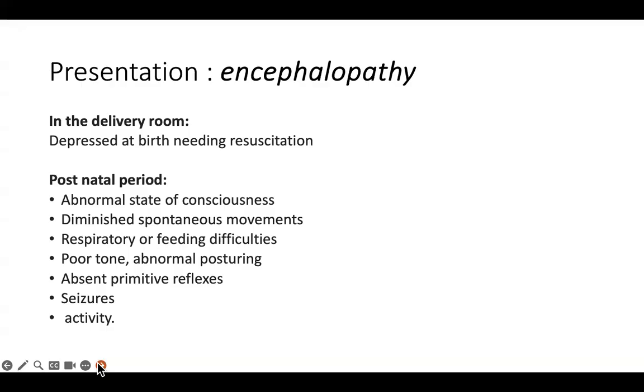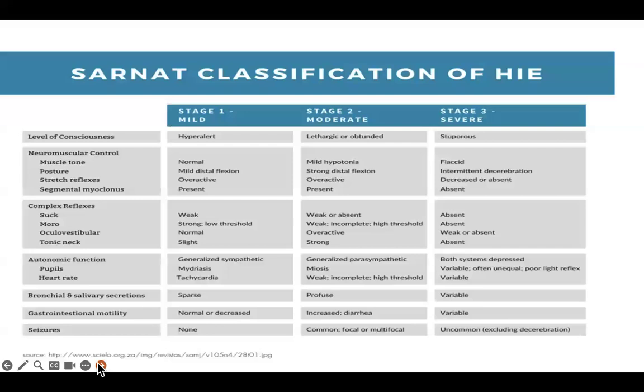The presence of primitive reflexes indicates good neurological status in a baby. But when there is encephalopathy, these reflexes are absent. And then seizures are a feature of encephalopathy in neonates. So the HIE status is actually classified according to the severity.